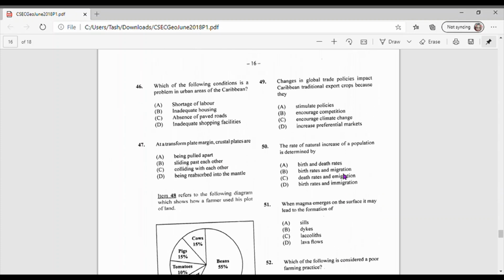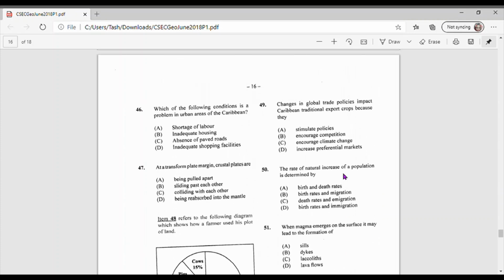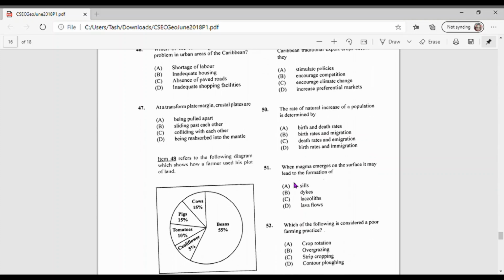Number 49, changes in global trade policies impact Caribbean traditional export crops because they A, stimulate policies, B, encourage competition, C, encourage climate change, or D, increase preferential markets. So that would have been B, they encourage competition. 50. The rate of natural increase of a population is determined by birth and death. So for number 50, the answer would have been letter A.